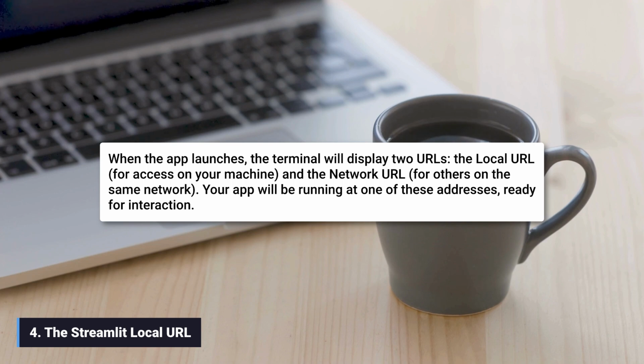4. The Streamlit Local URL. When the app launches, the terminal will display two URLs: the local URL for access on your machine, and the network URL for others on the same network. Your app will be running at one of these addresses, ready for interaction.